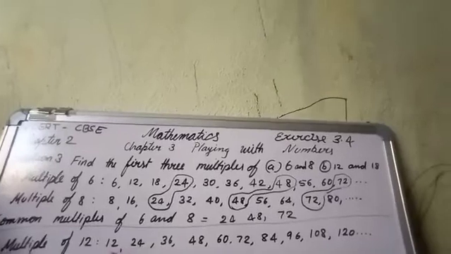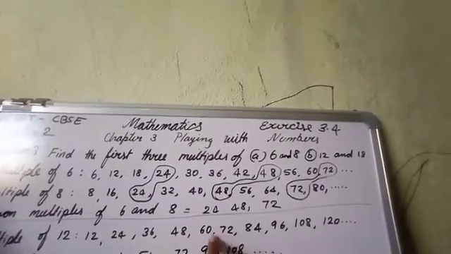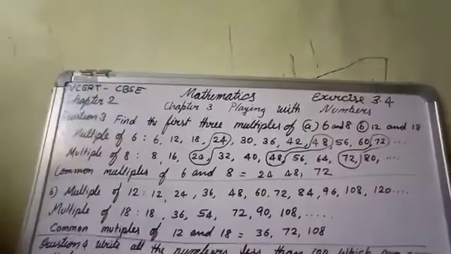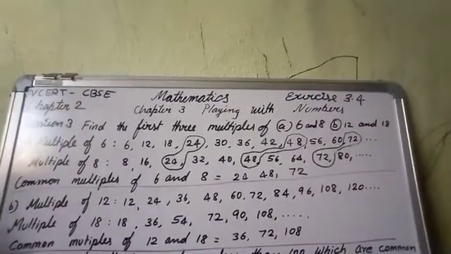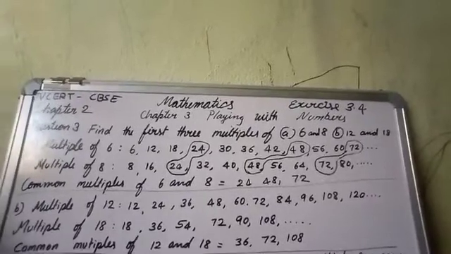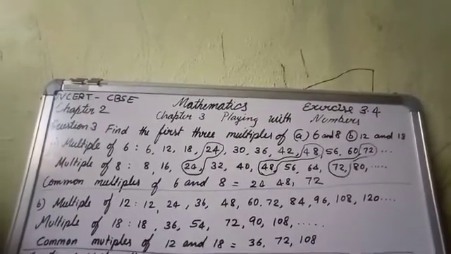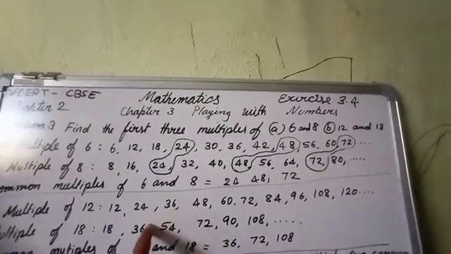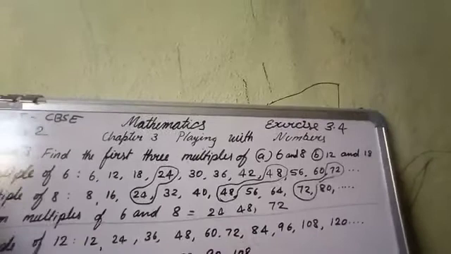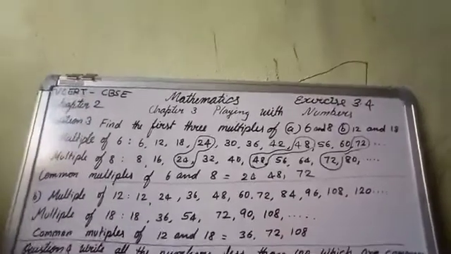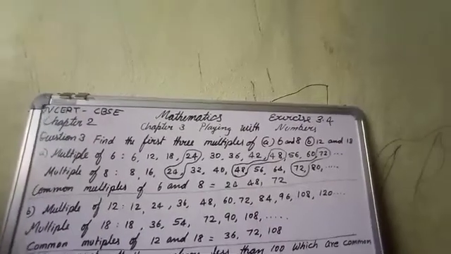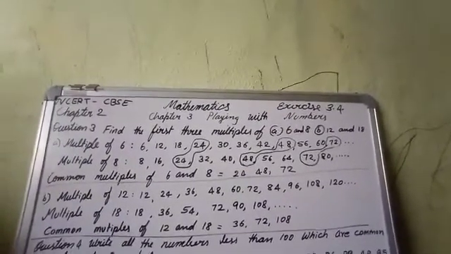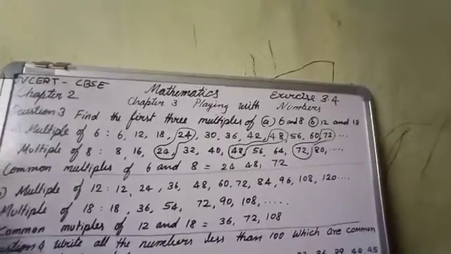In the same way, we'll go to the B question. Multiples of 12: 12, 24, 36, 48, 60, 72, 84, 96, 108, 120 and so on. Multiples of 18: 18, 36, 54, 72, 90, 108. Here we have to find the common ones. We can see 36, 72 and 108 are common. In this way, we can easily find the common multiples. That is why the chapter is named Playing with the Numbers.